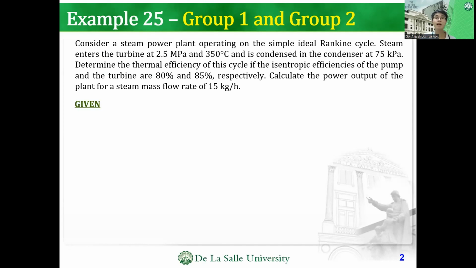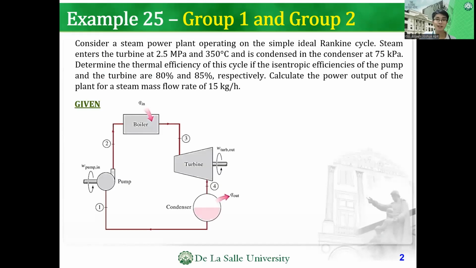With our given simple ideal Rankine cycle, as illustrated here, we can establish the conditions from example 25. At point 3, where steam enters the turbine, there is a pressure of 2.5 megapascal and a temperature of 350 degrees Celsius. At point 4, where the steam is condensed in the condenser, there is a pressure of 75 kilopascal. This is isobaric cooling, so this means that the pressure at point 1 is equal to 75 kilopascal.